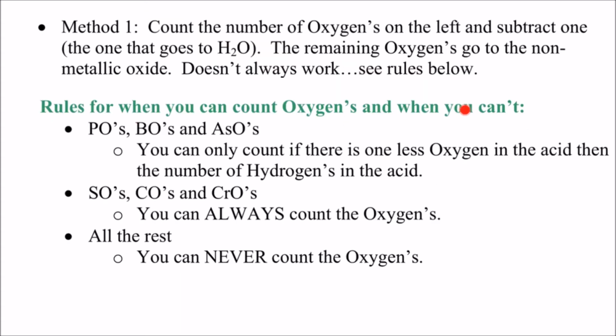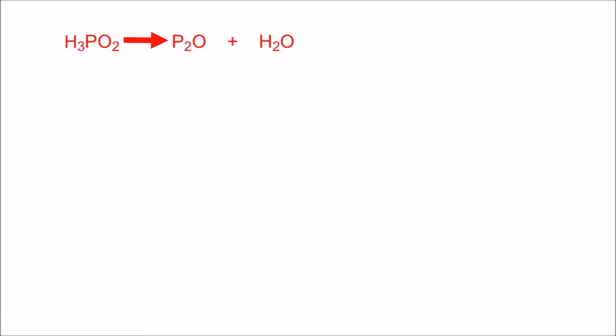So here are the rules to see when it will work. Okay, POs, BOs, and ASOs. You can count them, you can count up the oxygens, but only if there's one less oxygen in the acid than there are hydrogens. Let me give you an example. Okay, so here you would see there are 2 oxygens on this side. One of them belongs to the water molecule and the other one belongs to the nonmetallic oxide.